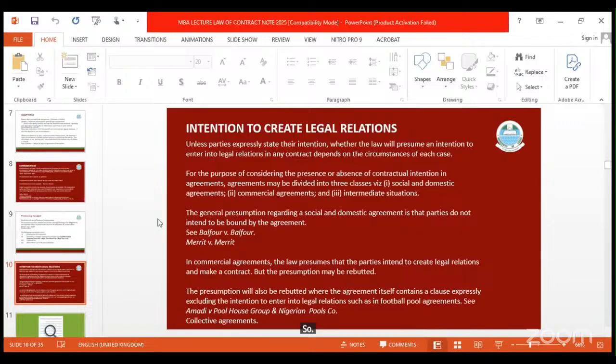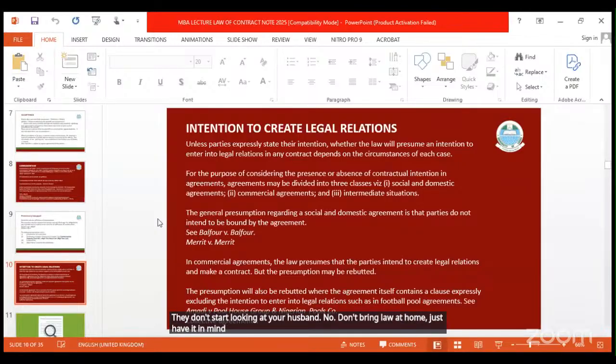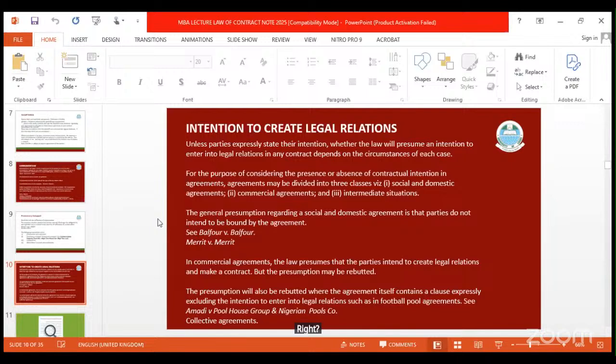So I know some of you are at home doing these lectures. If you are married, don't start looking at your husband with one corner of your eye. No, don't bring law home. Just have it in mind that when your partner is promising you, in the eyes of the law, nothing is binding. It's just love you are playing, right?